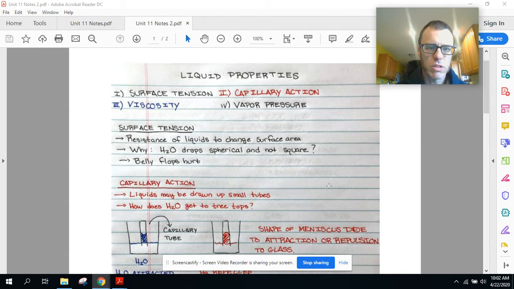Surface tension is the resistance of liquids to change surface area. You know this. If you've ever done a belly flop, it hurts because water wants to stay together. It doesn't want its surface area to get bigger. It's the reason those lizards that run across the water can do that, because water sticks together so well, it wants to lower its surface area. This is why water droplets are spherical, rounded, not square, because it reduces the surface area. We want to keep surface area to a minimum.